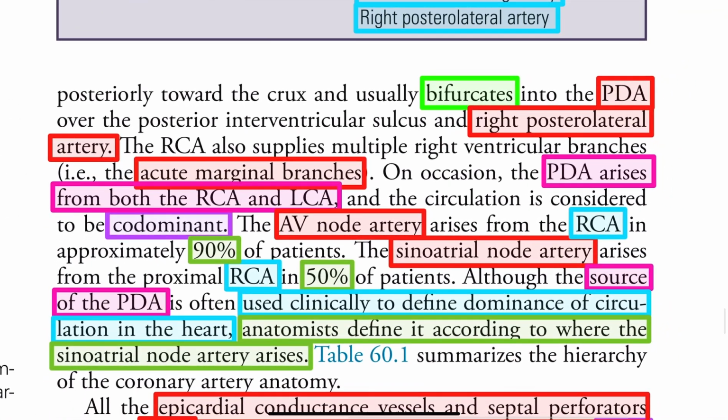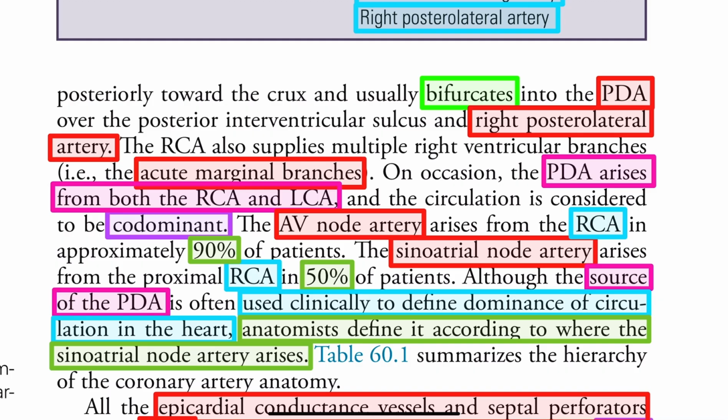So this right coronary artery bifurcates into two branches, the posterior descending artery and the right posterolateral artery. Right posterolateral, the word right is already there, so no need to remember. This PDA, posterior descending artery, is important, and it branches from the right coronary artery. Remember that.